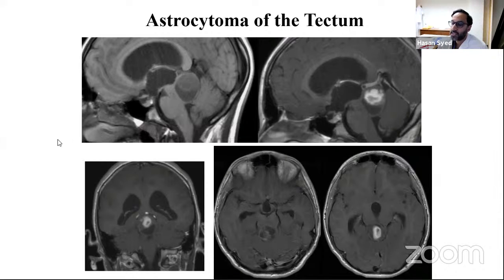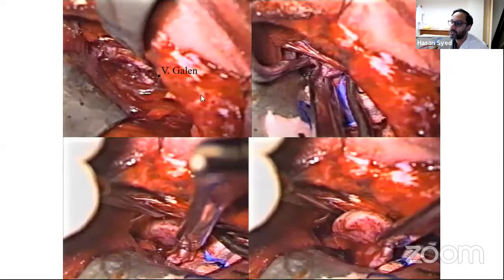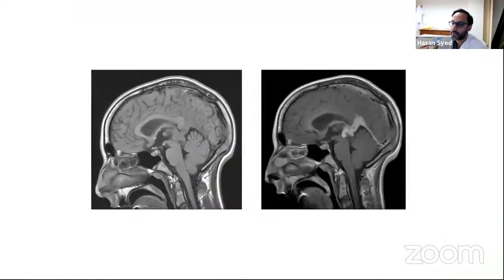Again, note the location of the tumor that allows for this to be done in a safe manner. And these are just intraoperative pictures, sort of demonstrating the tumor, resection of the tumor, and the deep venous structures. Again, all important in terms of the approach itself and dissection of the tumor.